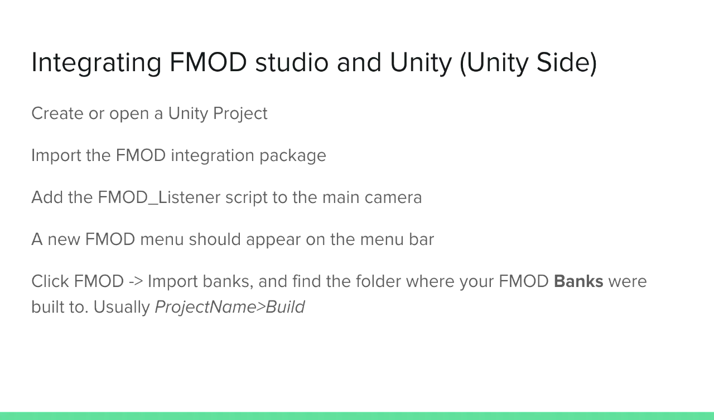And then once you've done all these things, on the menu bar, there will be a new menu called FMOD. And when you click on that, you have the option to import banks. That'll give you a pop-up where you find the folder where FMOD has stored your banks. That is usually in project and then project name and then build.